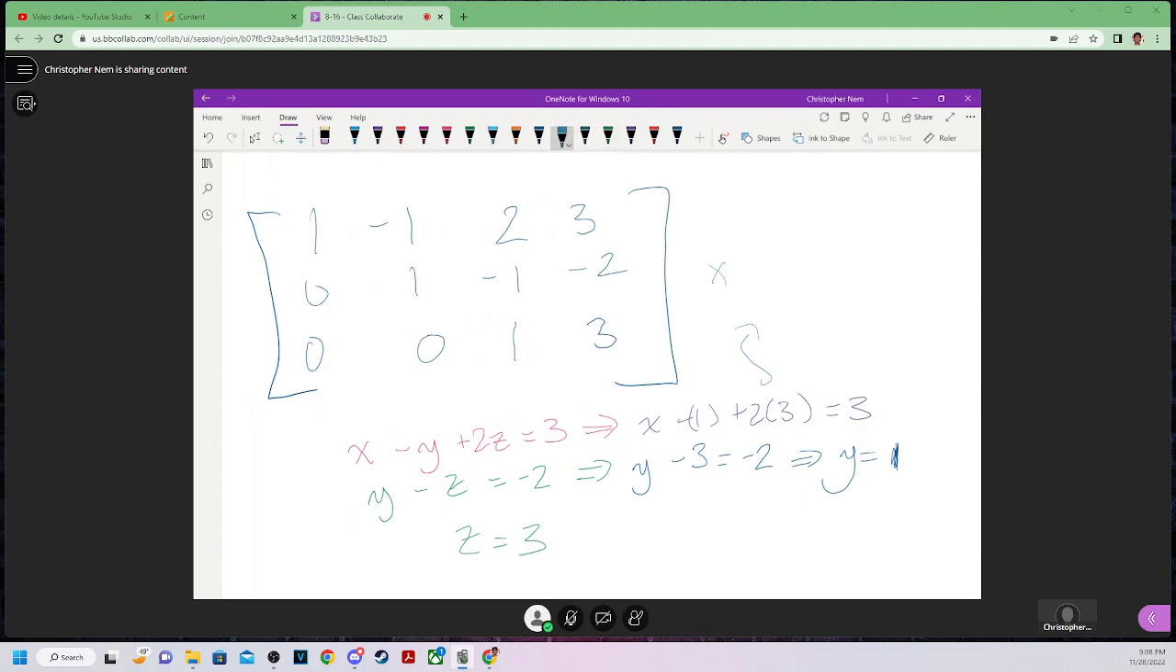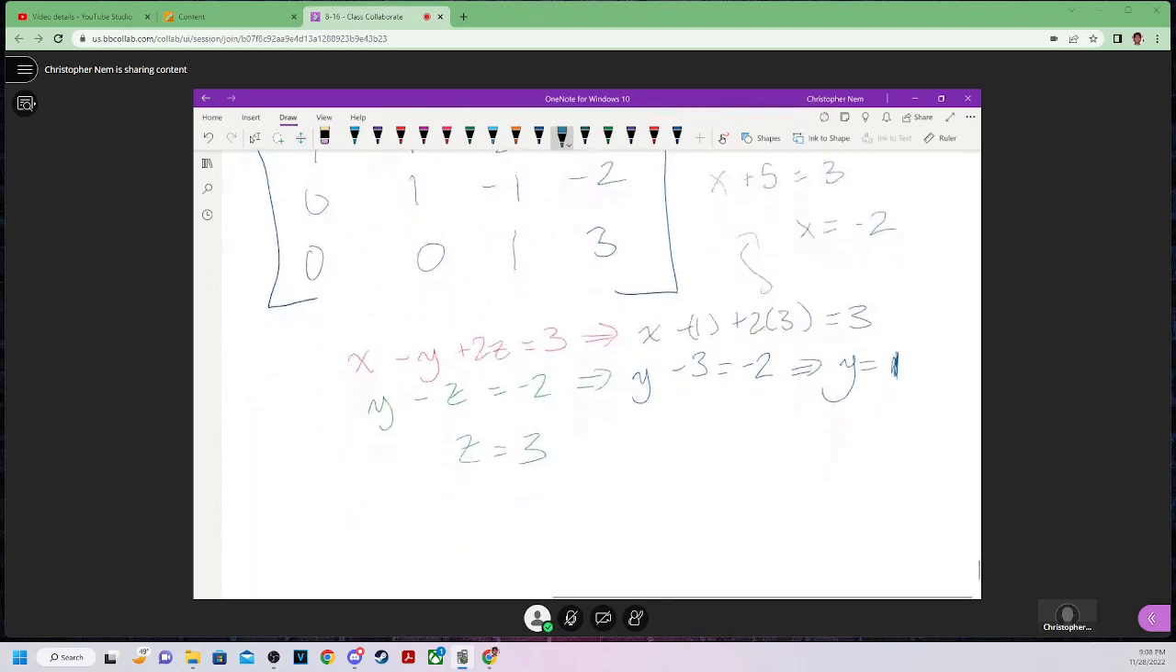What is that? 6. That's 5. X plus 5 equals 3. So x is equal to negative 2. So that means our solution is negative 2, 1, 3.